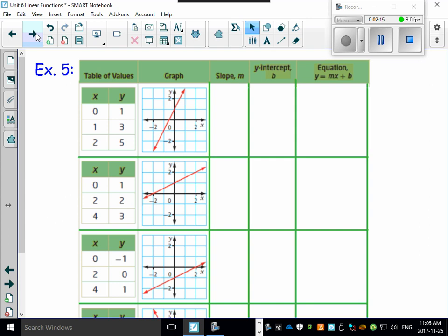Here we go. Ready? Okay, so we've got a table of values. Look at this. X equals 0, that's got to be your y-intercept. Your y-intercept has got to be at 1. And lo and behold, there it is. Okay, so your intercept is at 1. Your b value is 1.